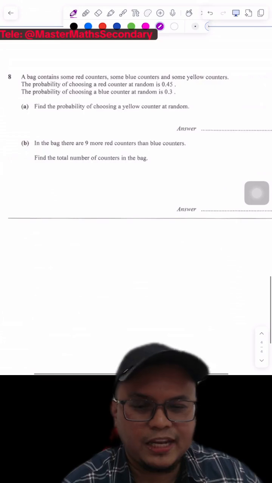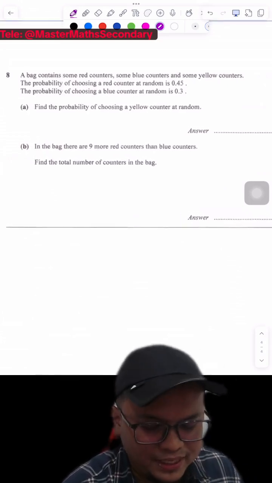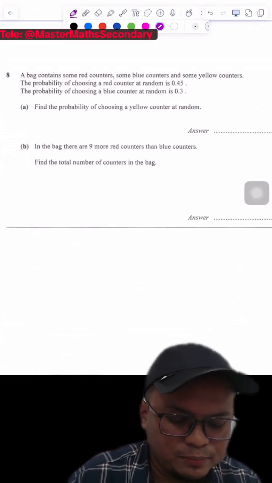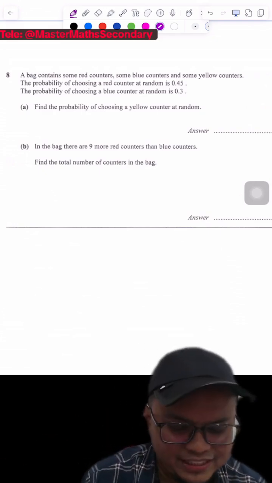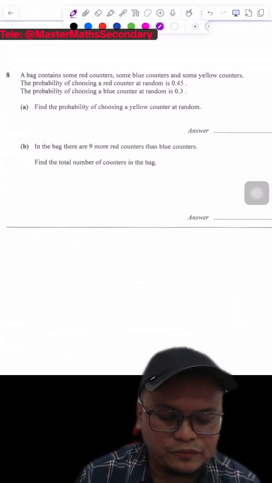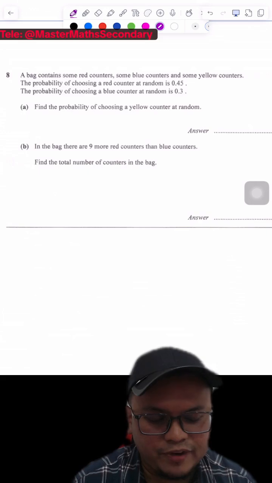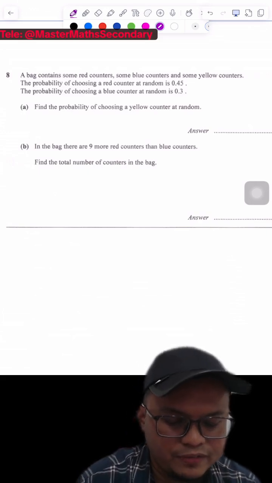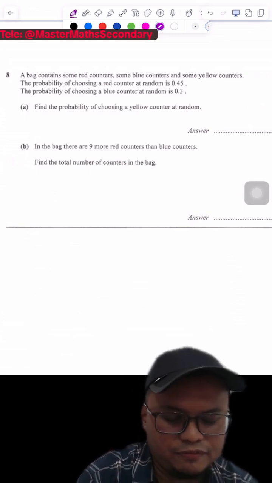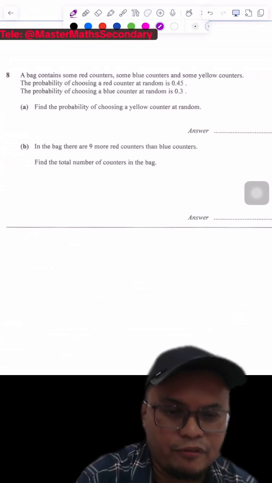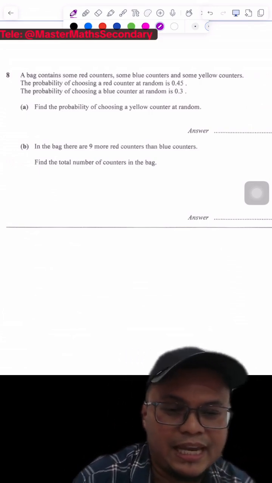I think part A is very simple. Guys, maybe you can tell me the answer for part A. We have red counters, blue counters, and yellow counters in a bag. Now the probability of choosing a red counter is 0.45, and blue has a probability of 0.3. If red is 0.45 and blue is 0.3, what is the probability of choosing a yellow counter?